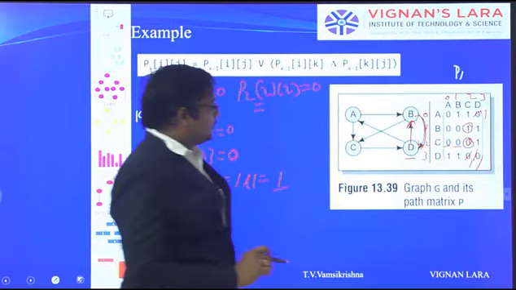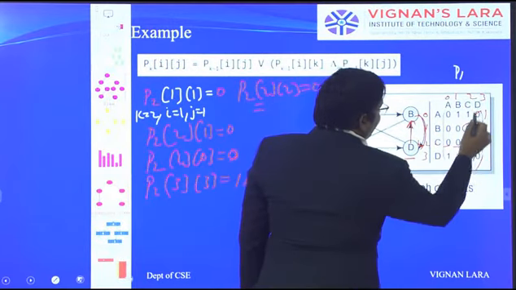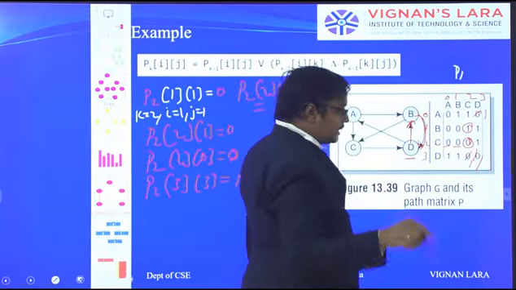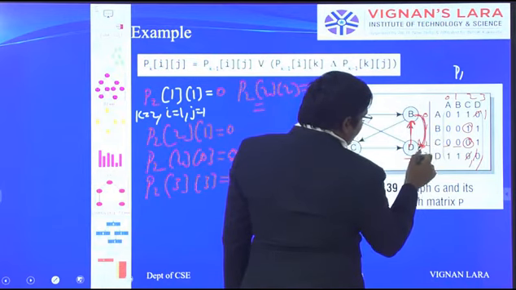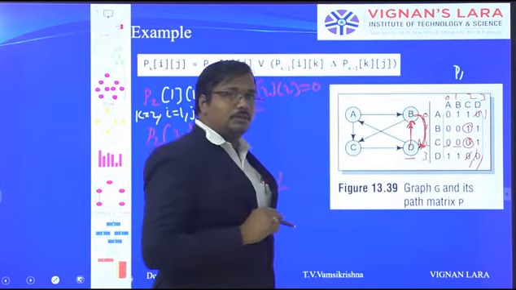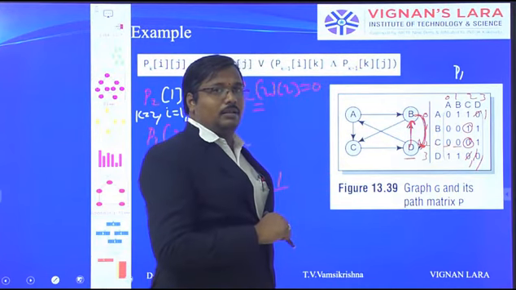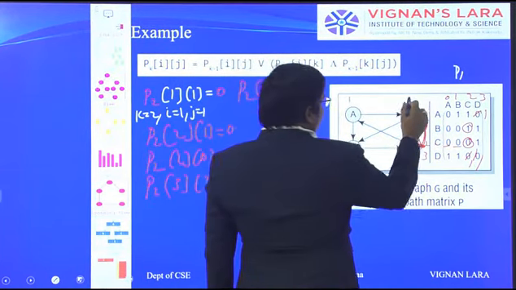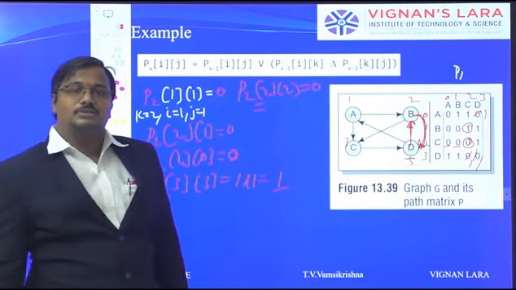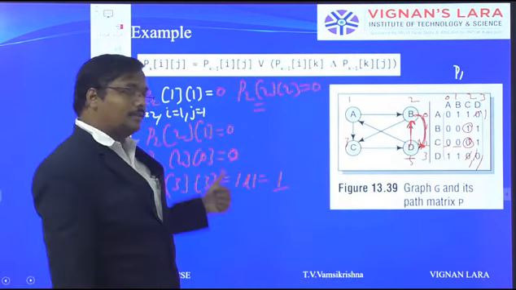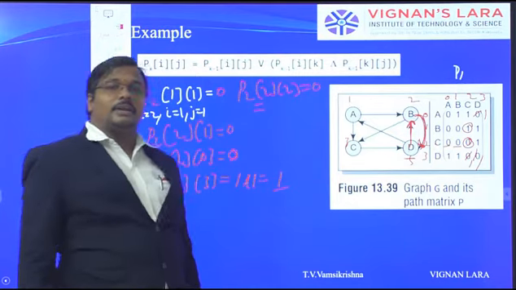Once again I am repeating. So D to D, is there any alternate path? I am checking. D to B is an edge, B to D is also an edge. That's why D to D is an edge. So the intermediate vertex is B. So this is 1, this is 2, this is 3, this is 4, like that. That's why D is an intermediate vertex as 2. So in the 2 case, we are getting an intermediate vertex.